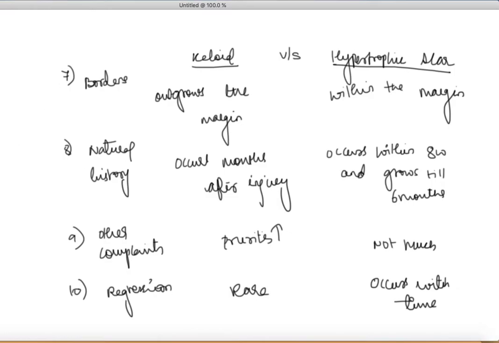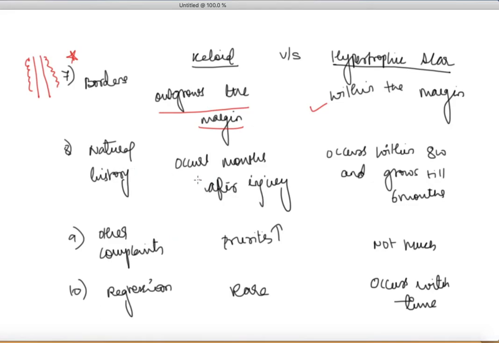Next is the borders. So keloids, they outgrow the margin. So if this is the scar margin, the keloid will tend to outgrow this. It will be beyond the margin of the scar, but hypertrophic scar will remain within the margin. This is a very, very important clinical point that is going to help us differentiate the conditions in the OPD.